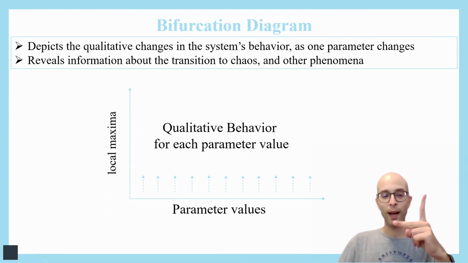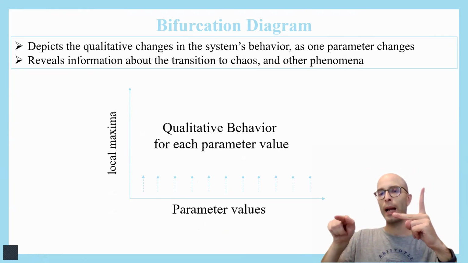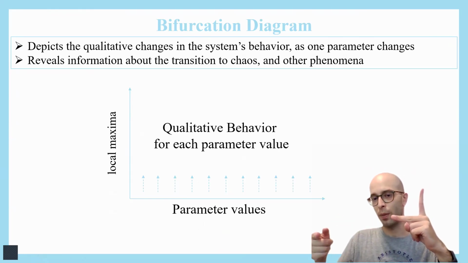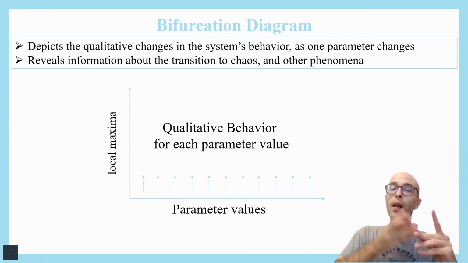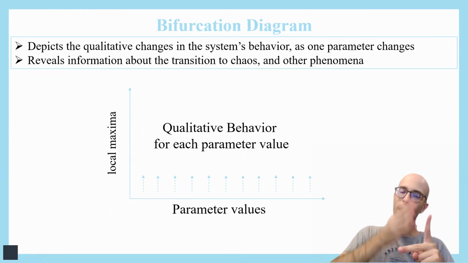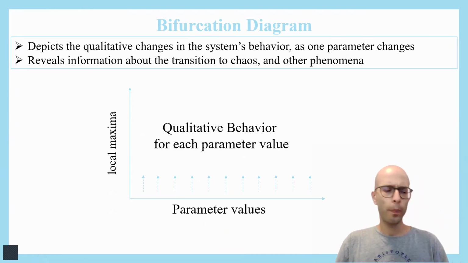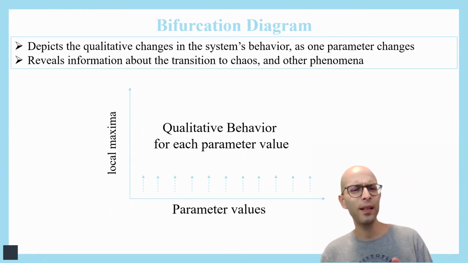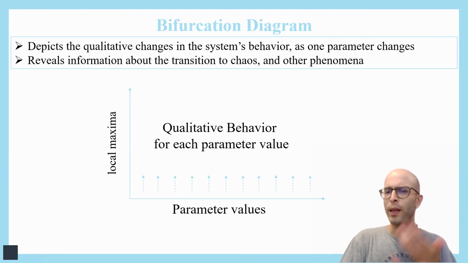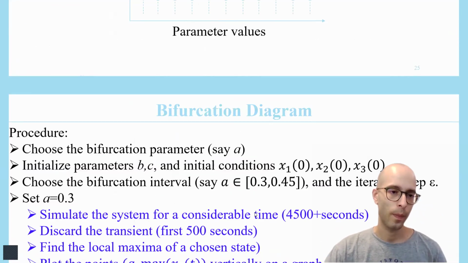It is a two-dimensional graph. On the x-axis, I'm going to put the different parameter values that I want to study for the system. And on the y-axis, each time I'm going to plot the local maxima for this specific solution, for this specific parameter value. Okay, so basically, to plot the bifurcation diagram, all I need is a very simple loop in any programming language. Okay, so let me give you the pseudocode.